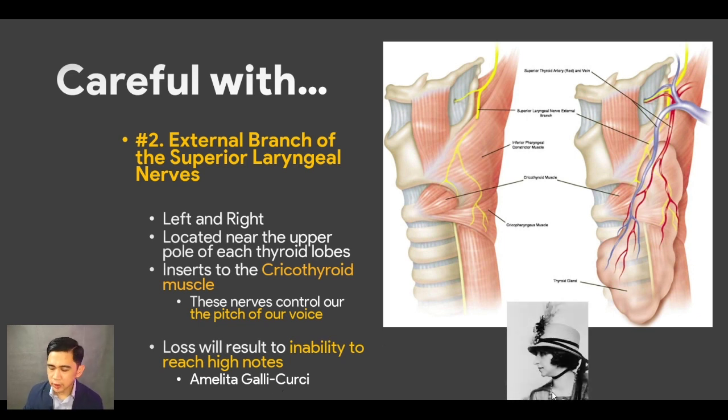So she underwent thyroidectomy back in the early 1900s, and after thyroidectomy, her career ended because she wasn't able to reach high notes anymore, because probably the external branch of the superior laryngeal nerve was cut. So it's very important to identify this one, and whenever you think of the thyroid gland, you always think of the external branch of the superior laryngeal nerves.